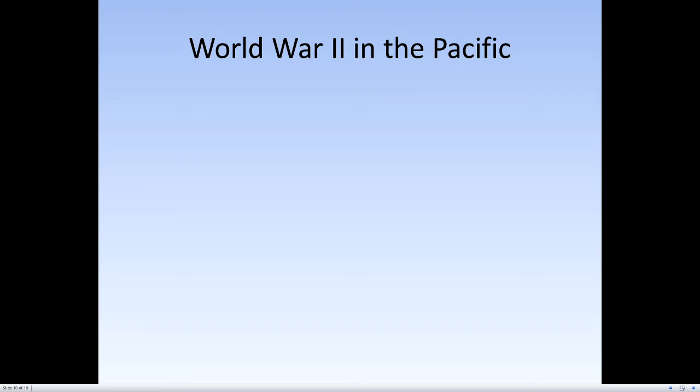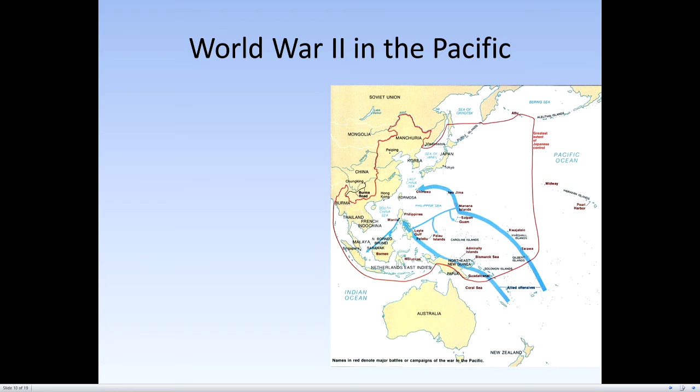All right, so the war in the Pacific is going to go a little bit different than the war in Europe. It's going to be a little bit smaller scale, and it's mostly just going to be us. You're not going to see almost anything from the Russians, very little from the British, a little bit from the Australians. And so this is going to be mostly the United States fighting against the Japanese. And as you can see on this map, it's mostly going to take place on islands across the Pacific.